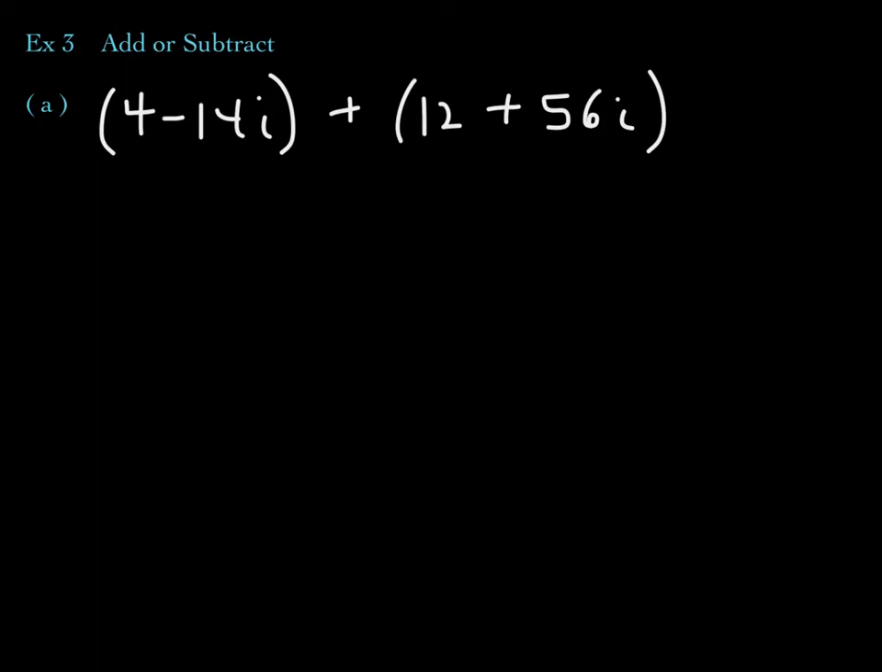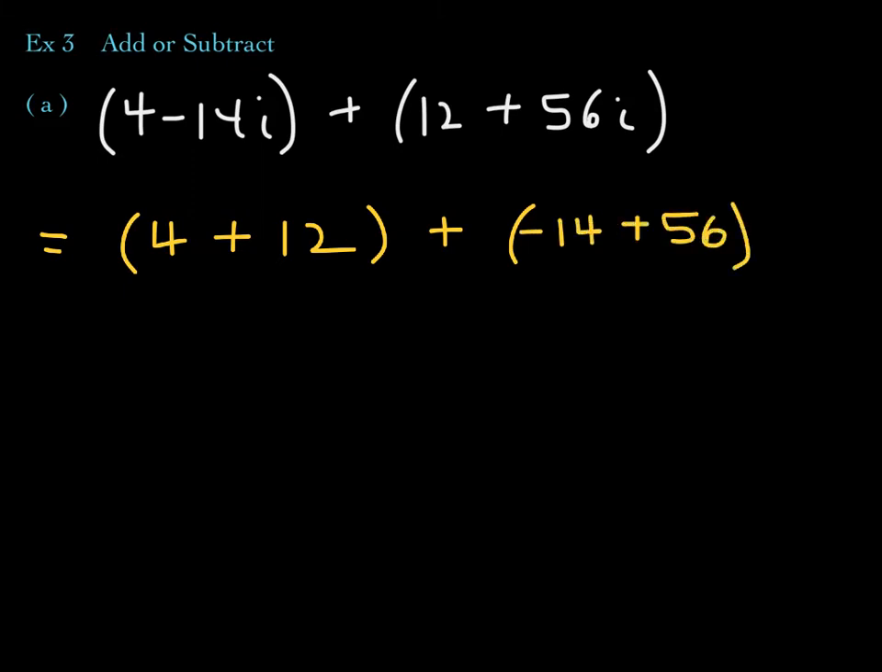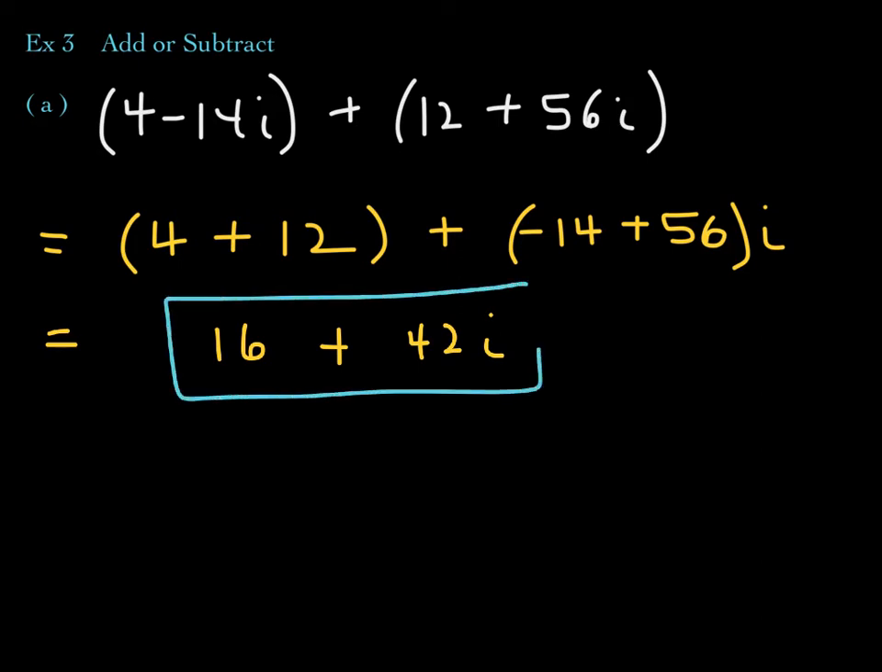So what we want to do is add the real parts together. So 4 plus 12, those are the real parts. And then add the imaginary parts together. Negative 14 plus 56. Now these are the imaginary parts, so let's put the imaginary number on them. So you're adding your real parts, 4 and 12, and negative 14 and 56, your imaginary parts. So it's very much like terms. So then you get 16 plus 42i. So this is the sum of these two complex numbers.